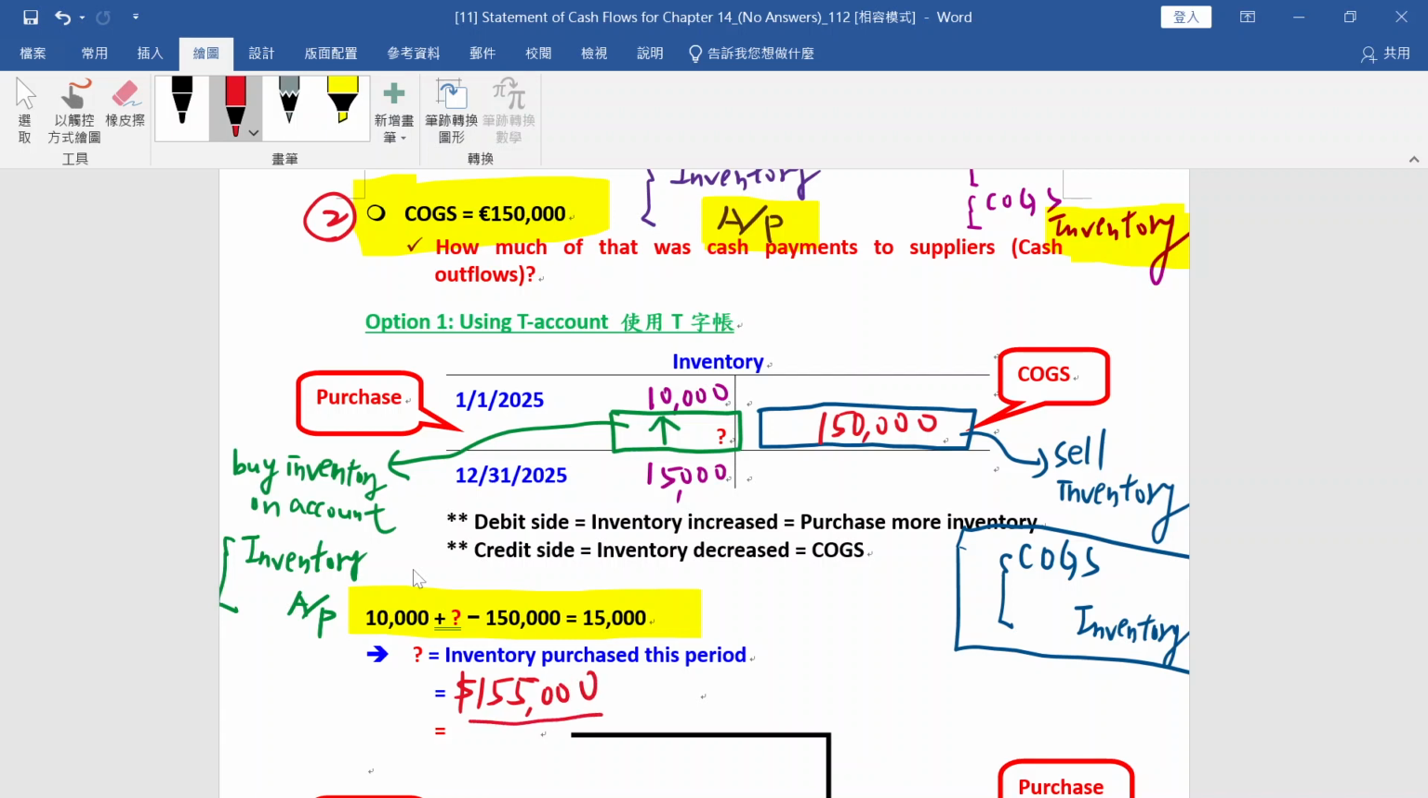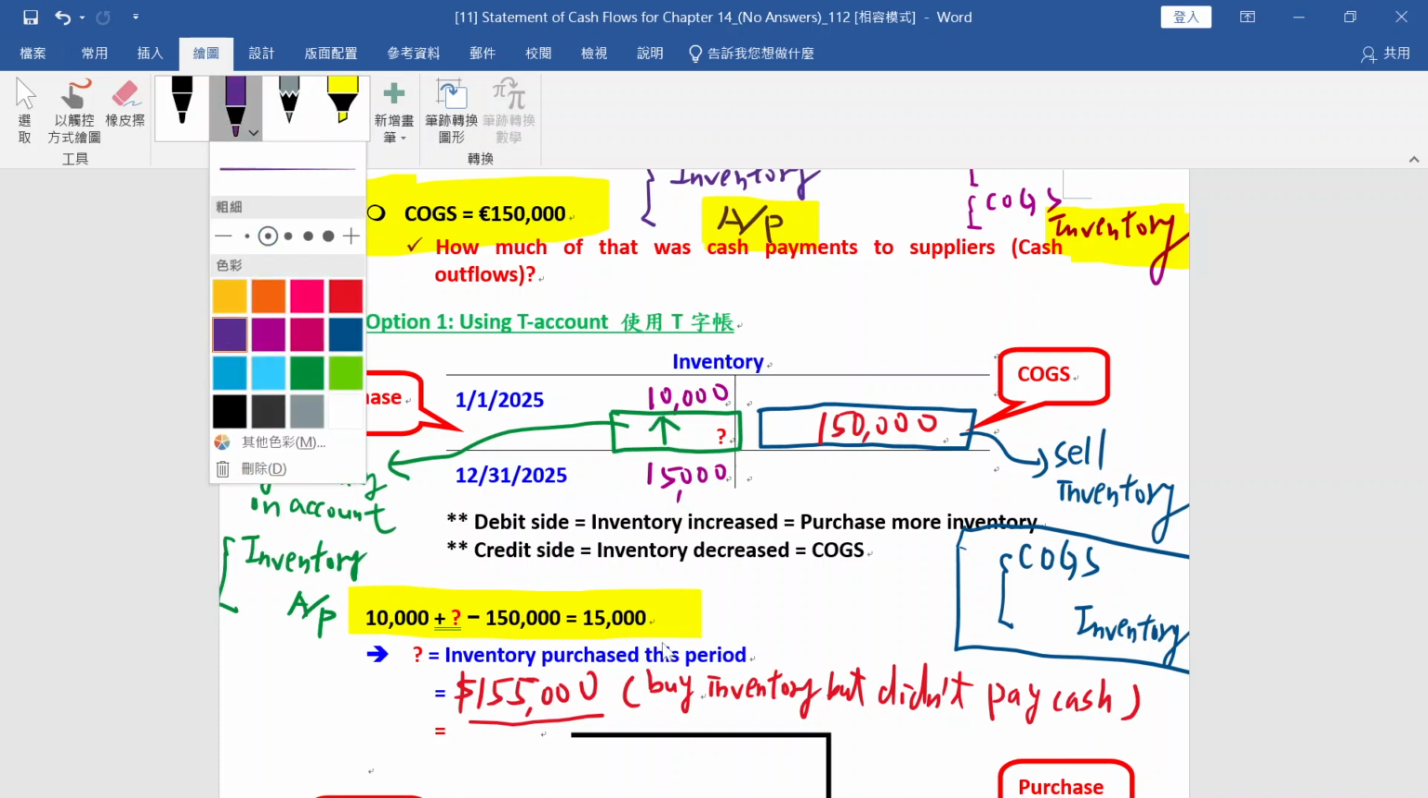Okay. So what does it mean? $155,000 for the question mark. You buy the inventory on the account on credit, so you still owe supplier money. Okay. So $155,000 means what? Buy inventories, but didn't pay the money yet. So this also means what? Accounts payable. You still owed.